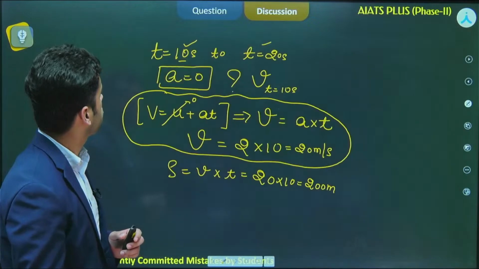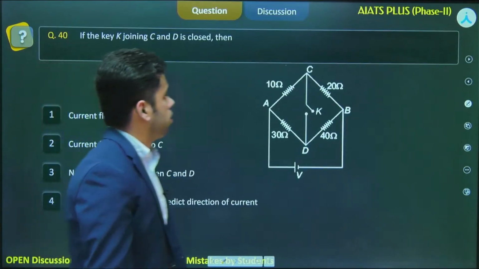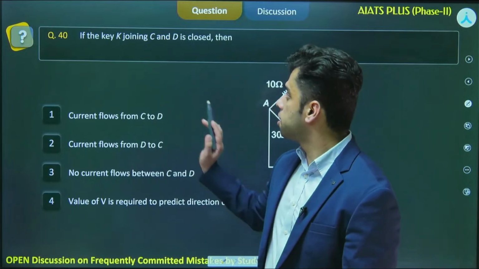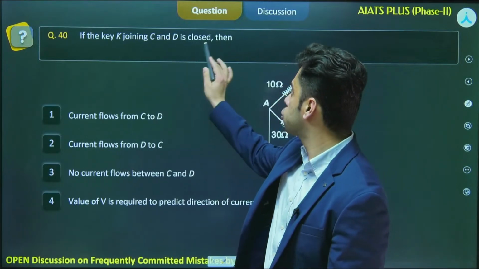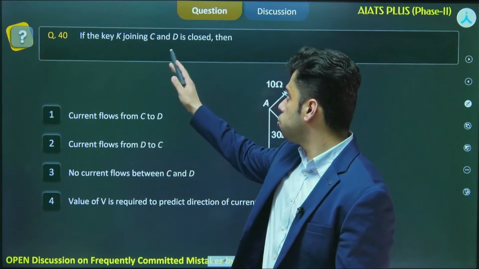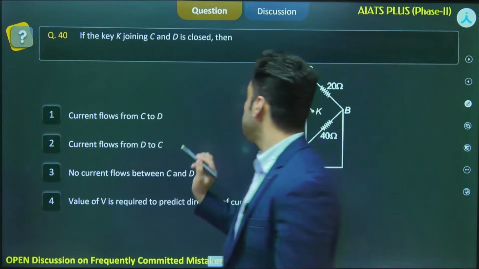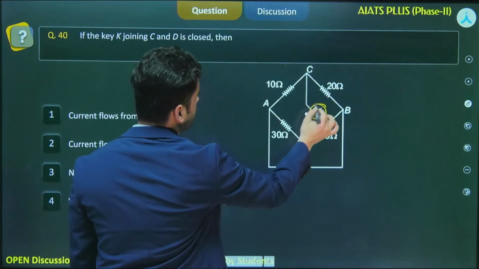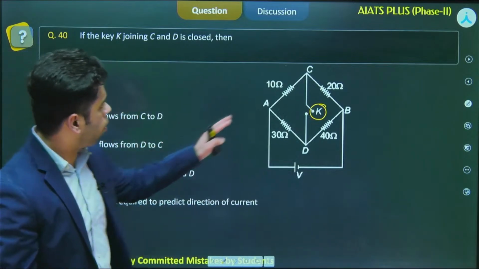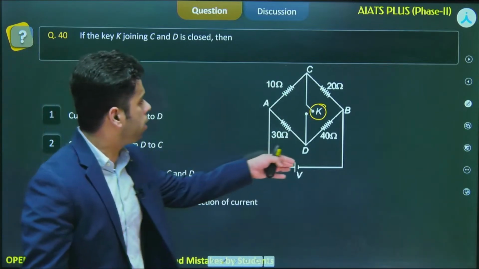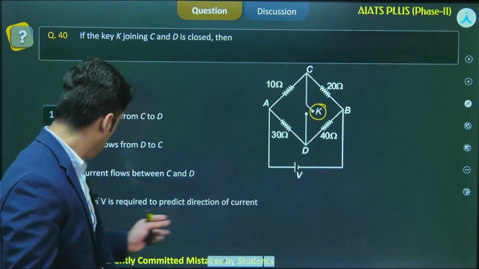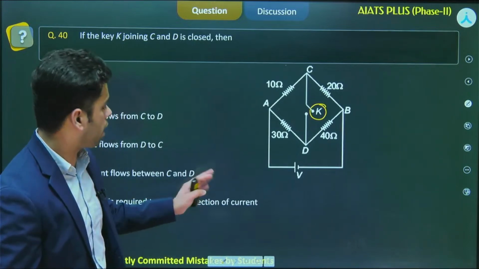Now this problem is based on the chapter current electricity. If the key K joining C and D is closed, then we need to determine the direction of flow of current. Whether it will be from C to D, from D to C, or no current flows between C and D, or the value of V is required to predict the direction of current.